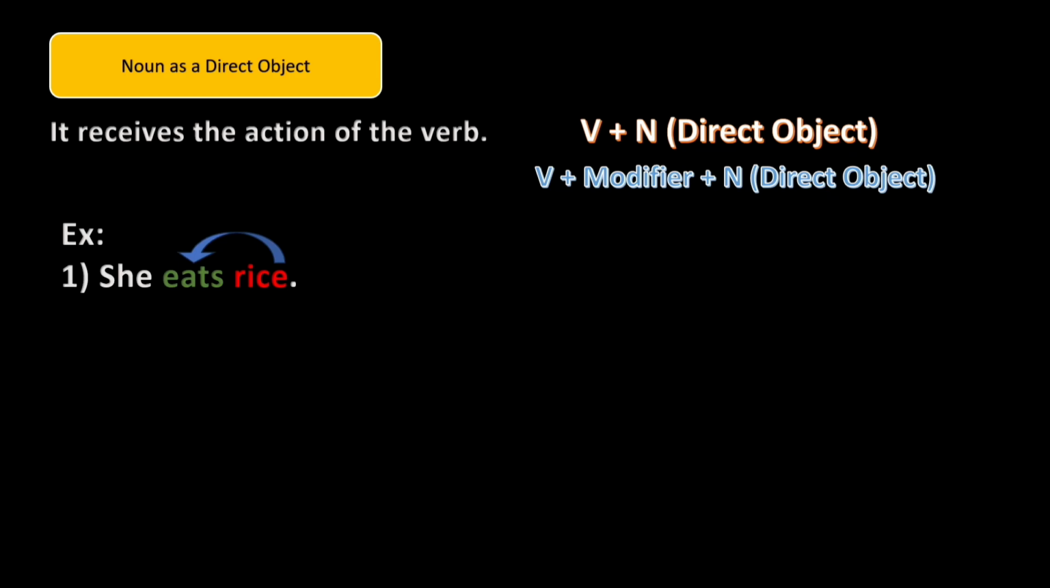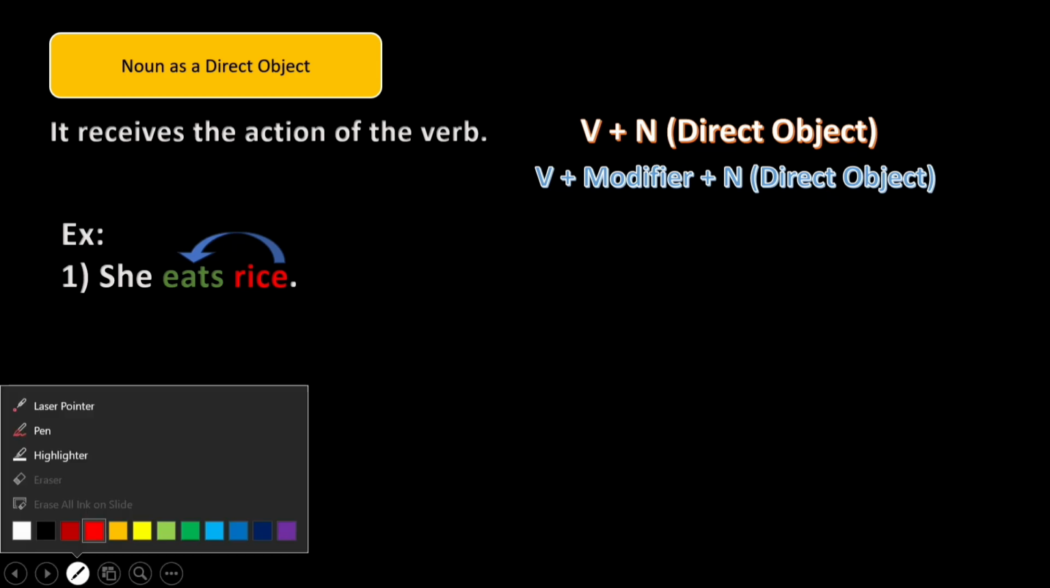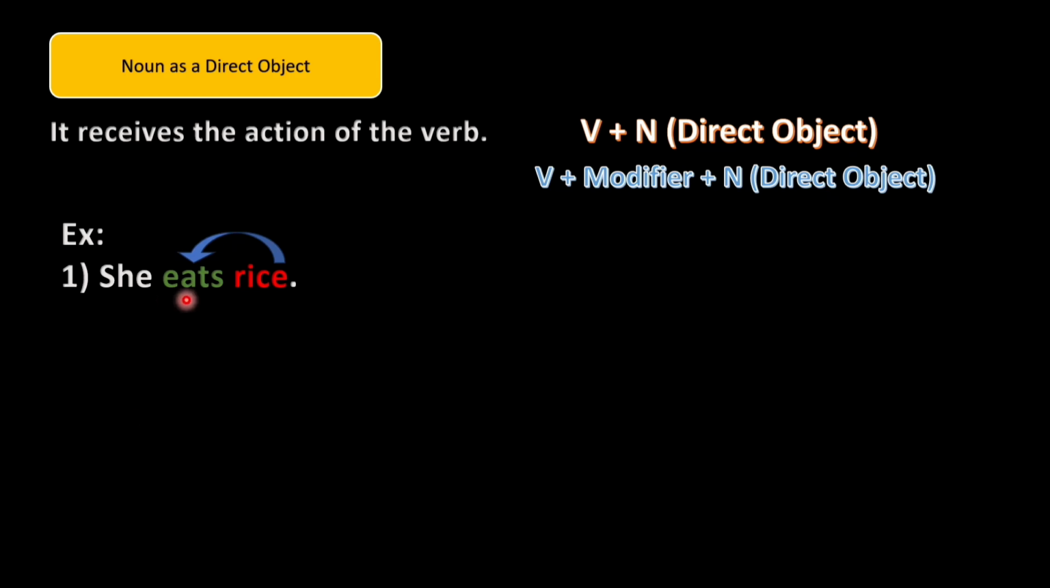Number one, she eats rice. So what do you think about this example? Here is subject, verb, and object, right? So eats is the verb here. Let me take the laser bar on the down part. So here eats is the verb and rice is the noun. The rice here talks about the verb, the action verb eats, and it's the direct object.